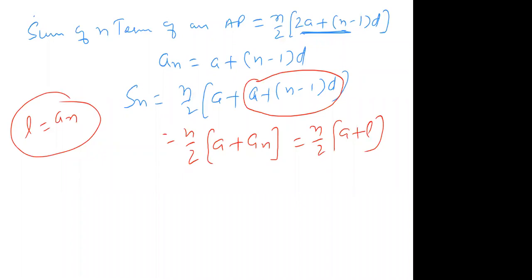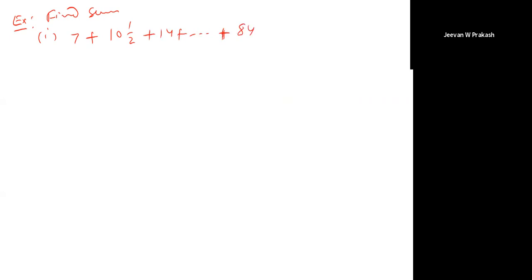So just this formula you have to remember. A is the first term, N is the number of terms whose sum we have to calculate, and D is the common difference. Now see, I will take some questions on the second model. Next example. Find the sum of this sequence: 7 plus 10 1 upon 2 plus 14 plus up to 84.